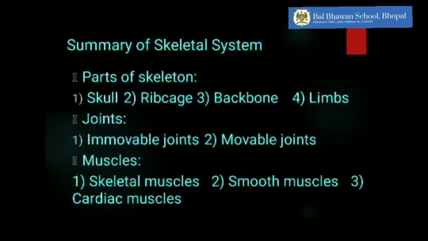Now, let's summarize whatever we have studied in this skeletal system. First, we did parts of skeleton, that is skull, rib cage, backbone, and limbs. And now today we have done joints, which are of different types, movable joints and immovable joints. Then lastly we did muscles, and we did three types of muscles. Those are skeletal muscles or voluntary muscles, smooth muscles or involuntary muscles, and cardiac muscles. Now we have 206 bones in our skeleton.